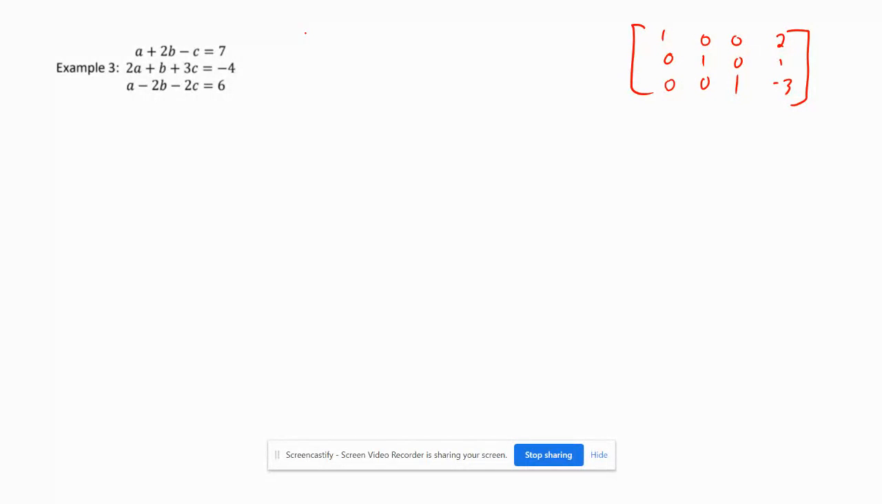Okay, so we're going to start with, we want to use this one to get rid of this 2. So this is going to be equation number 2 minus 2 times equation 1.